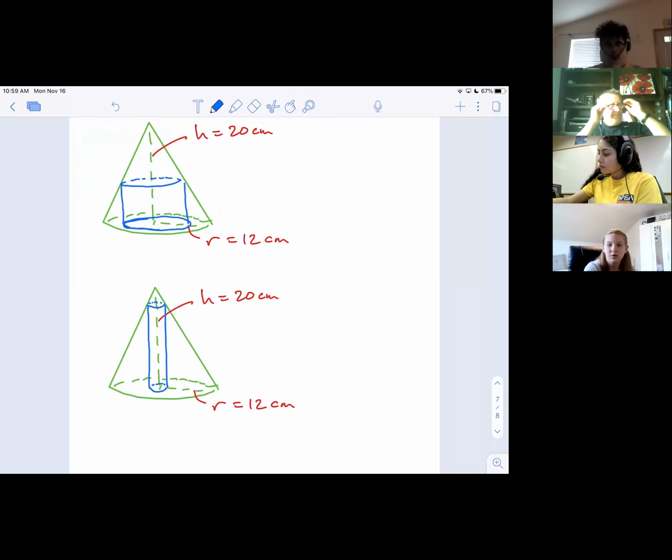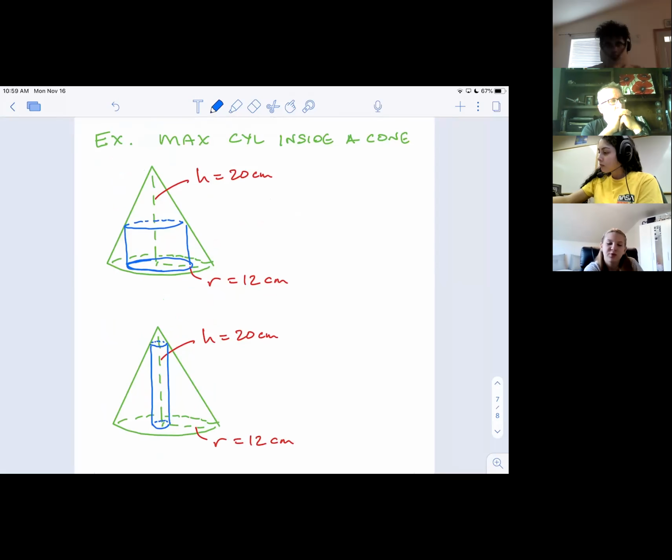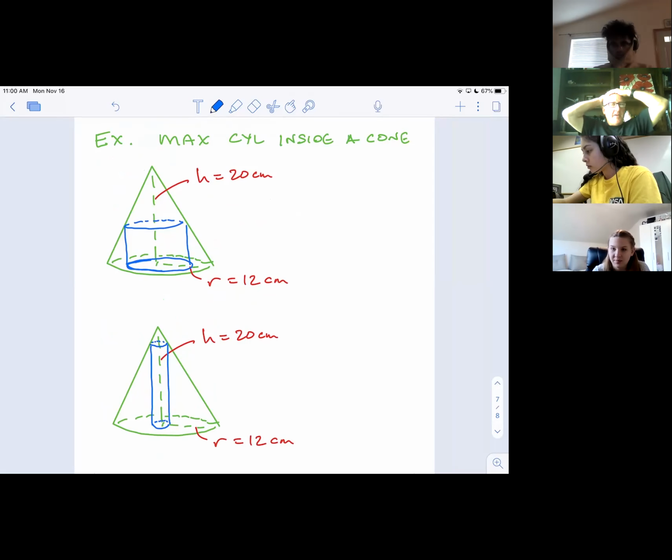Just out of curiosity, since we're looking for which one has a greater volume, is there any way you could predict which one has the bigger volume without doing any sort of calculus or algebra? Well, you have to do calculus. In this case, I'm giving you a certain cone. I'm telling you it's 20 and 12. But could you come up with a formula that took the 20 and 12 and didn't let 20 be a constant? Can you come up with a formula that has H and R in it ultimately?